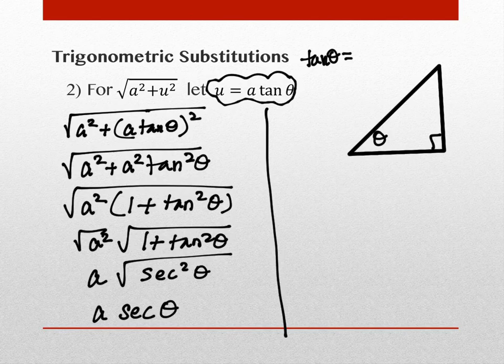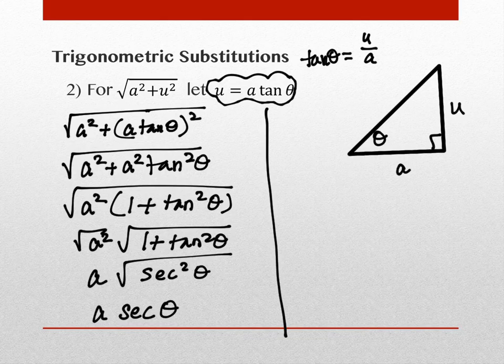Tangent of theta is what? What is it? Opposite over adjacent. It is opposite over adjacent. In our equation, what is it? It's U over A. Okay, so it's U over A. And then the opposite would still be looking like this. Adjacent is actually going to be A this time, so A down there.